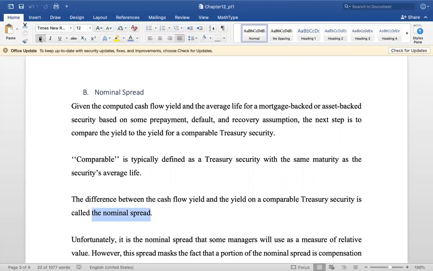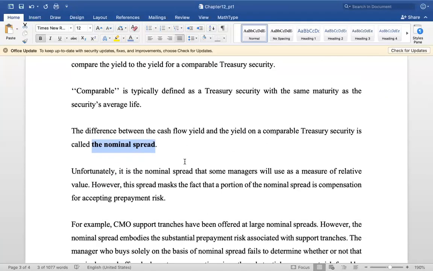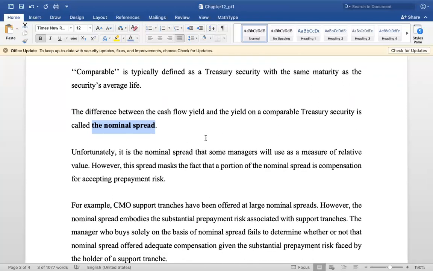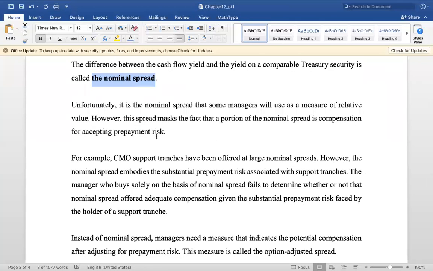So the nominal spread is basically the difference between the yield of the security of interest, any mortgage-backed or asset-backed security we are interested in, and the yield on any comparable treasury security. Unfortunately, it is the nominal spread that managers will use as a measure of relative value. However, this spread masks the fact that a portion of the nominal spread is compensation for accepting prepayment risk.